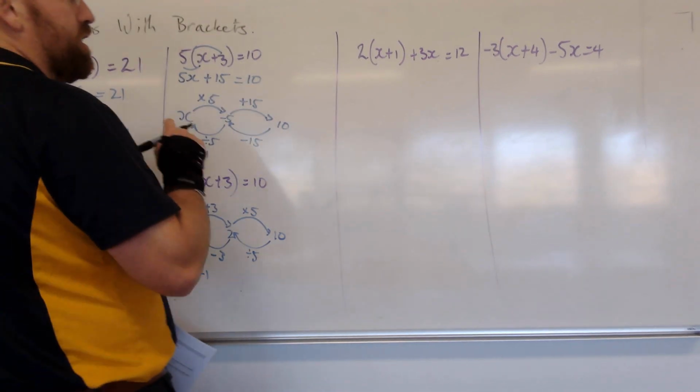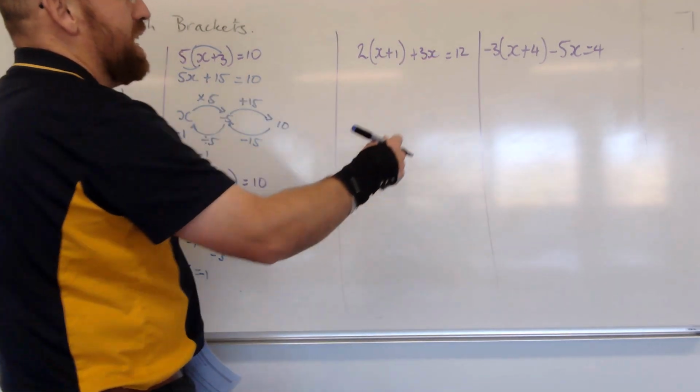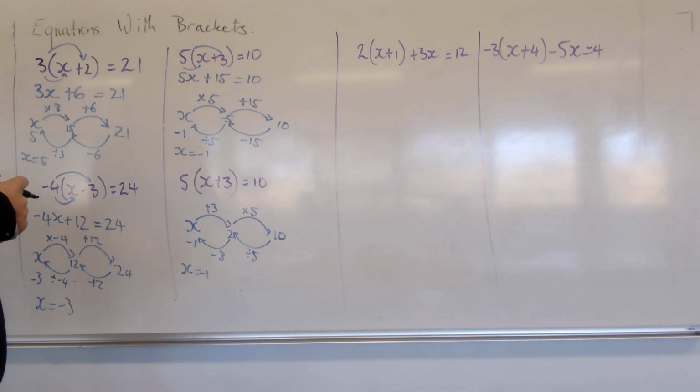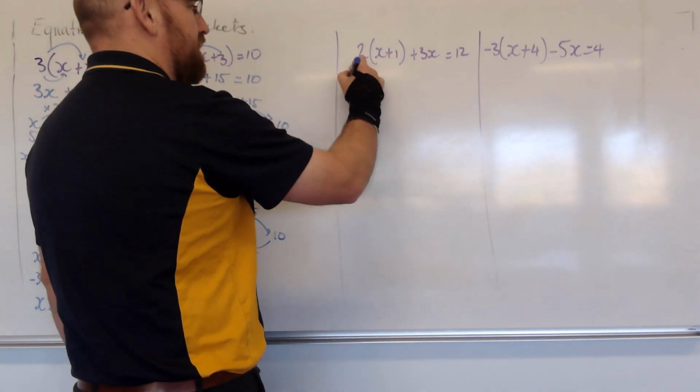Looking at this one, we start with the story of x, or which x do we start with? This one or that one? Okay, we can't tell the story of x and set up a flowchart until we've got just one x. So what we're going to do is start by expanding these brackets.